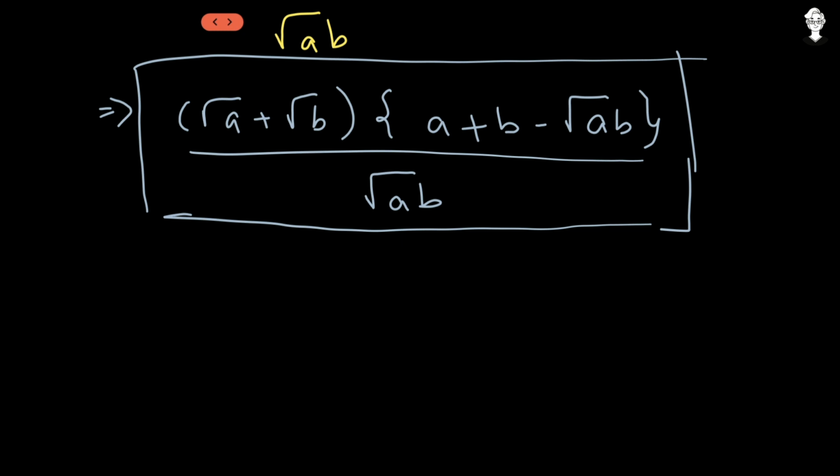Now we have to take the help of the AM-GM relation. Remember that the arithmetic mean, AM, is always greater than or equal to the geometric mean, GM. And we'll just do it for two numbers, suppose a and b, which are positive real numbers.